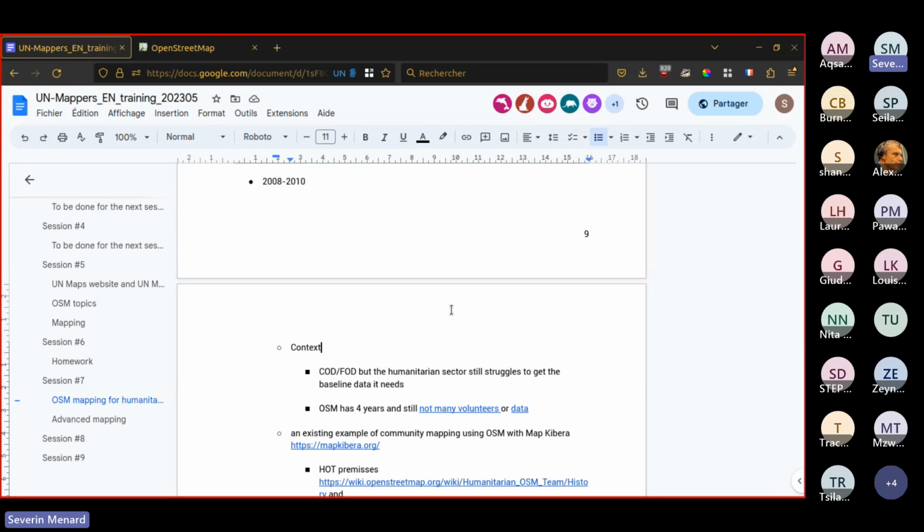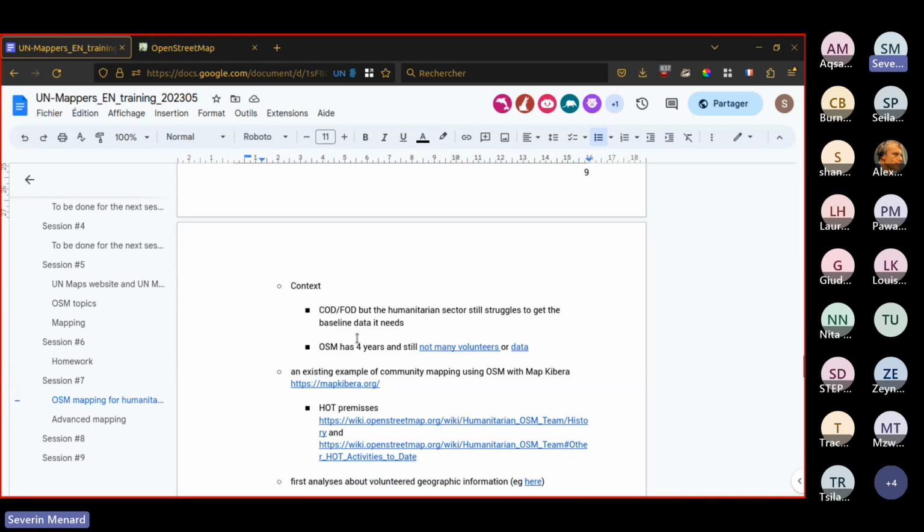So maybe I will add some subtitle for every period. That's, I would say, 2008, 2010, a bit of the prehistory of OSM in the humanitarian sector. Every time I will give you a context for you to figure out what was, I mean, the general technical context or some stakeholders involved during that period of time. Okay.